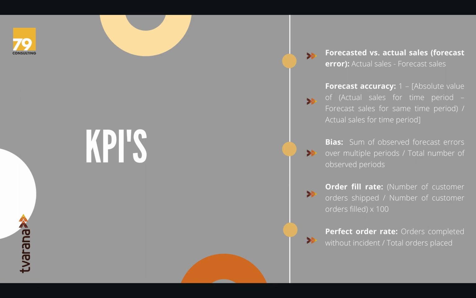And the last one that I've listed out is perfect order rate. I'm sure a lot of warehouse folks would love this. The perfect order rate KPI measures how many orders are shipped without incident, that is, damaged goods, inaccurate orders, late shipments, among others. A high perfect order rate should factor into increased or steady demand. A poor perfect order rate will likely induce a drop in demand. And this is calculated by orders completed without incident divided by total orders placed.